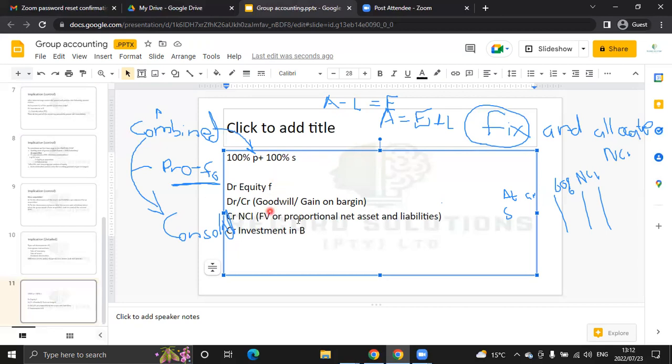Okay? So even though they want goodwill, do not calculate goodwill using their formula. It's going to confuse you. Calculate it using journal entries. Then after that, that's the main elimination journal entry. You are done with the main elimination journal entry.